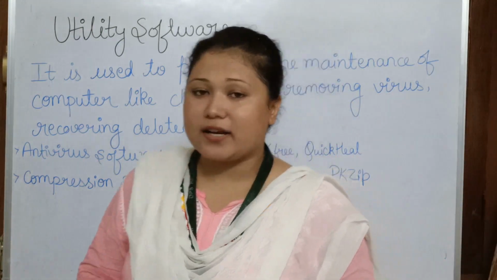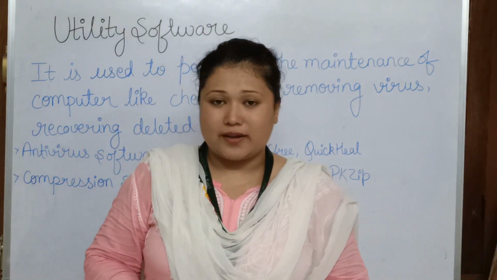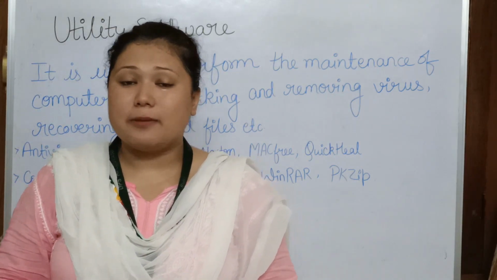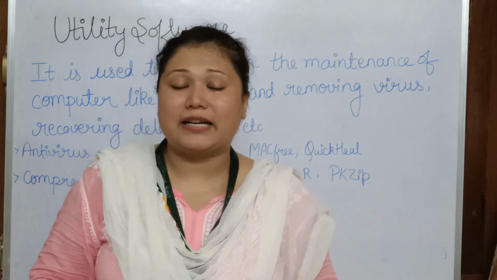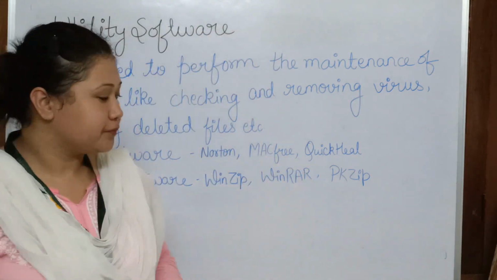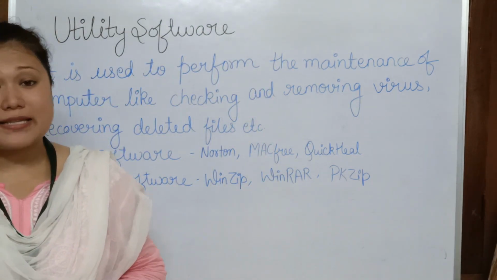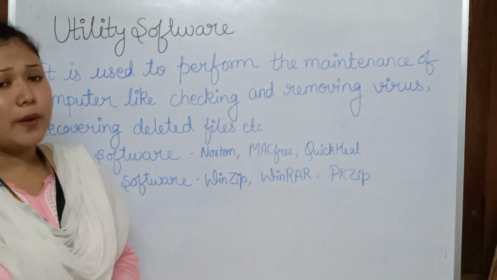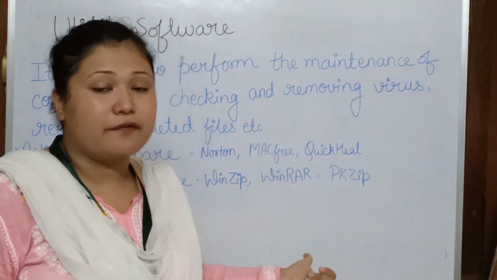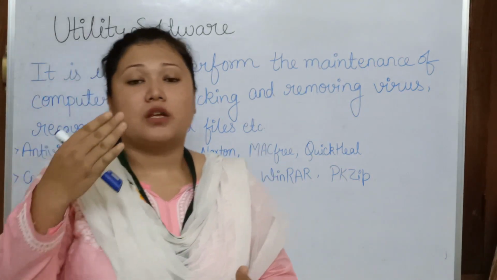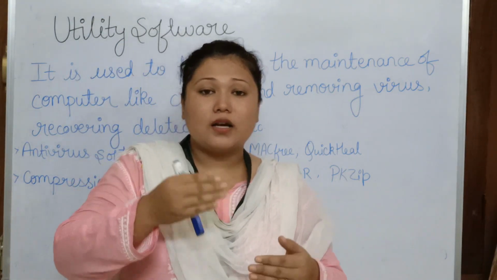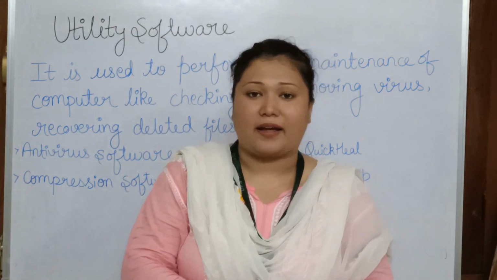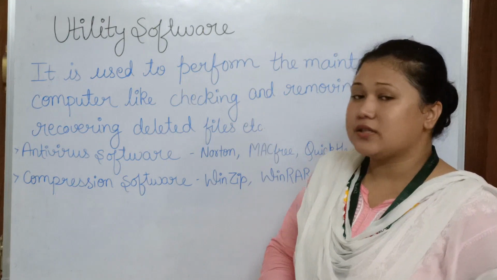Now, what is antivirus software? Antivirus software are those software which create a firewall which helps the computer to save the data from virus attack. Now, what are the examples of antivirus software? Like Norton, McAfee, Quick Heal. These are also software which create a guard, or we can say a quick guard, for protecting our data from virus attacks. Now, compression software.